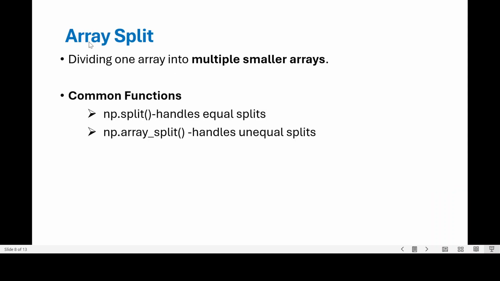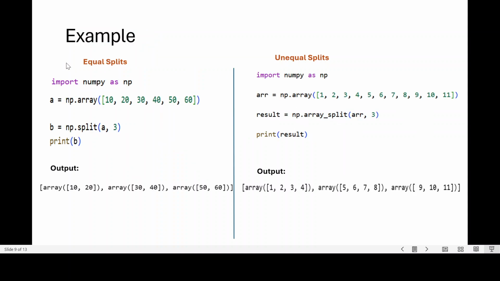Next we are going to see array split. In NumPy, array split means dividing one array into multiple smaller arrays. In NumPy we have two common functions, np.split() and np.array_split(). np.split() handles equal split, and np.array_split() handles unequal split. We can understand this using the following example. First we are going to see equal split.